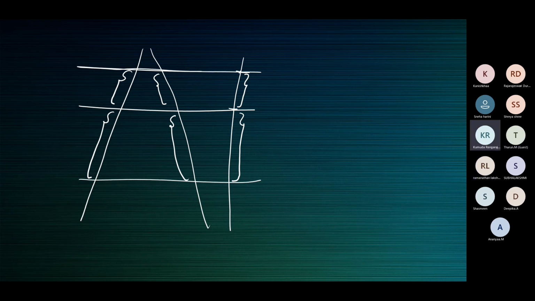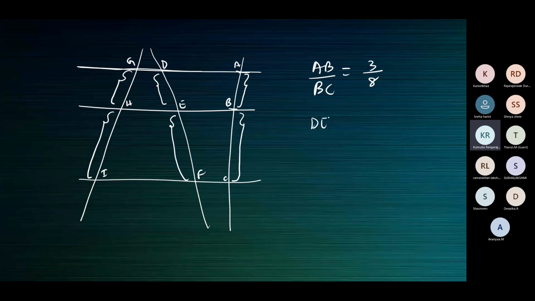Now let me call this A, B, C, D, E, F, G, H, I. Now the ratio of the intercepts AB and BC is given. Supposing it's given to be 3/8. Then what are the other ratios of the intercepts we have here? We have DE by EF. DE is an intercept. EF is another intercept on the same transversal.